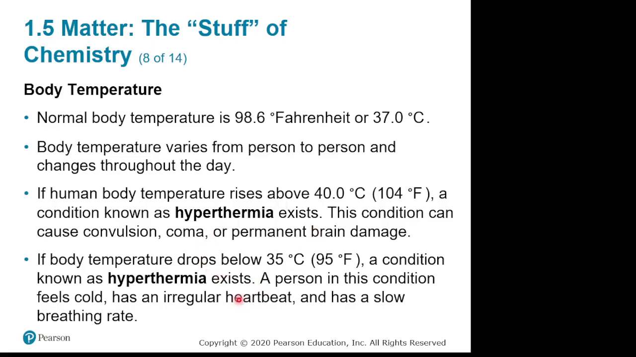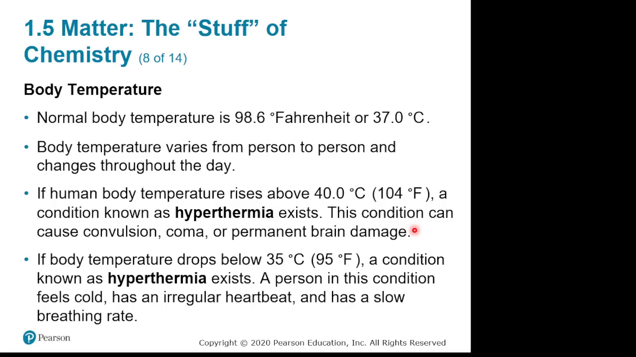Now, if a human body temperature rises above 40 degrees Celsius, which is 104 degrees Fahrenheit, this is where the condition called hyperthermia happens. Hyper meaning greater, thermia meaning temperature. What you're going to see here is that this can cause convulsions. You can then slip into a coma, and you can end up with permanent brain damage from this. And so this can get very serious very fast.